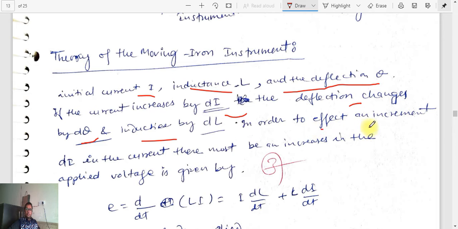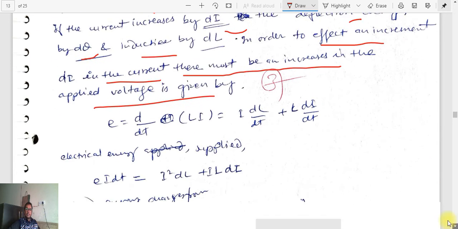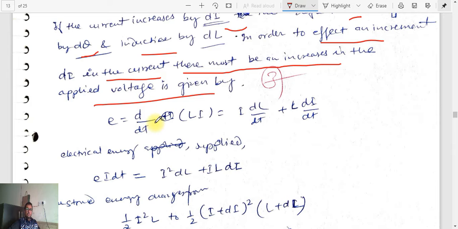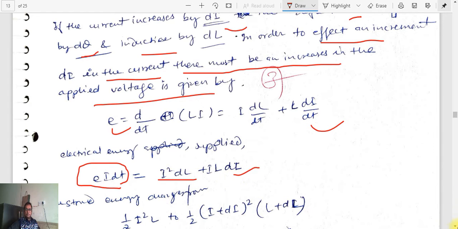In order to effect an increment di in the current, there must be an increase in the applied voltage. This is given by d by dt of Li equals E, which converts into I dL by dt plus L di by dt. What is the electrical energy supplied? We multiply both sides by I dt, and this becomes I square dL plus I L di.